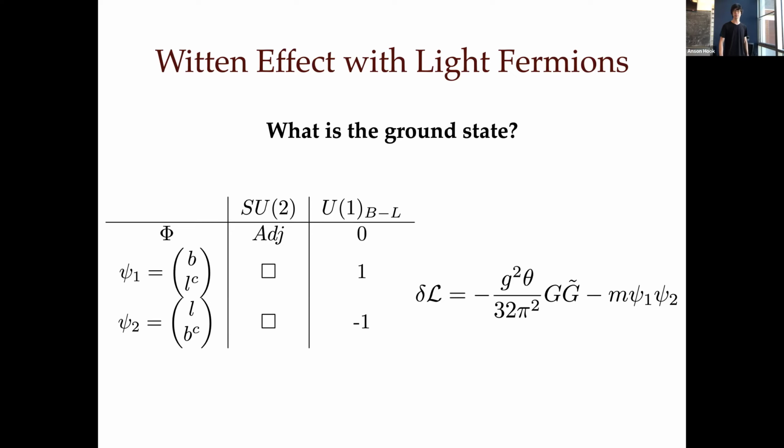I'm going to label one of them as baryons, one of them as leptons. So in other words, at low energies, I'm just going to have two objects with electric charge. I'm going to call one of them the baryon, one of them the lepton. In this theory, they both have charge 1/2. And all I'm going to do is find the ground state.